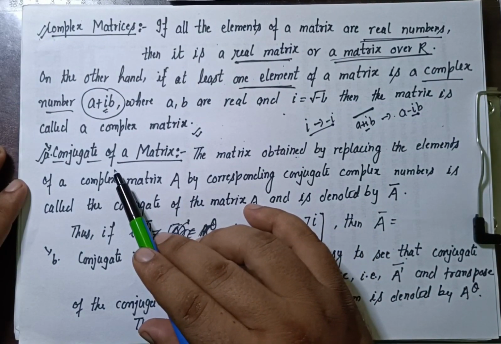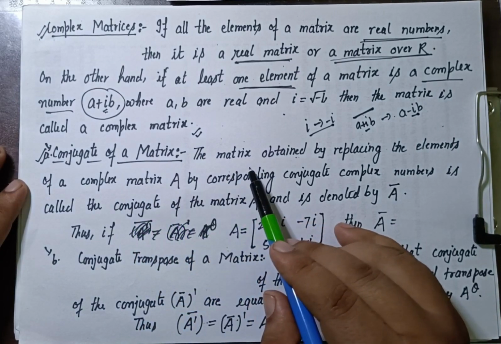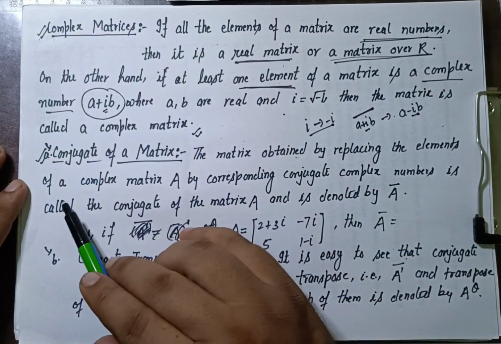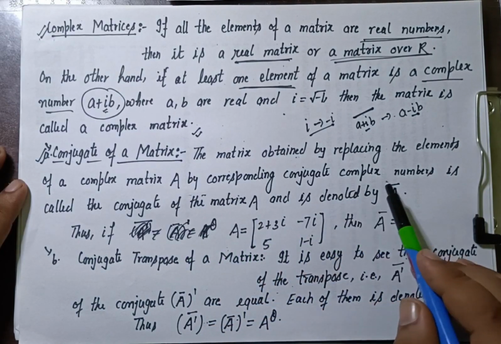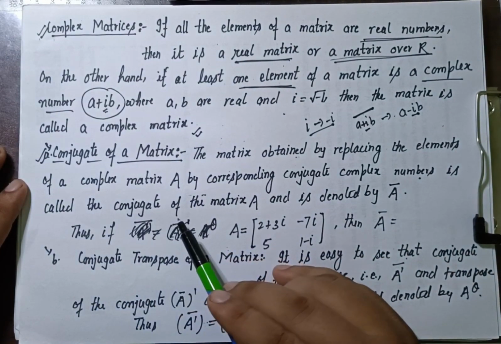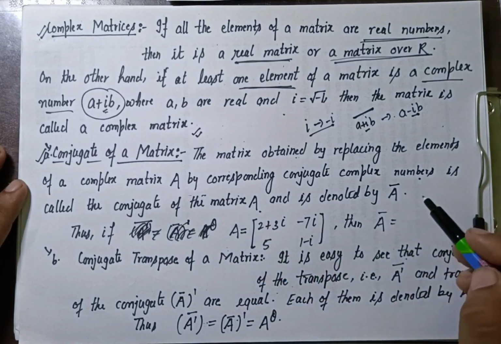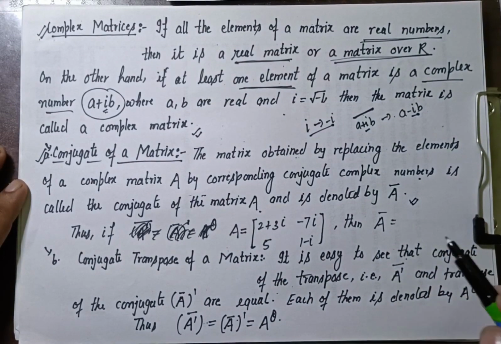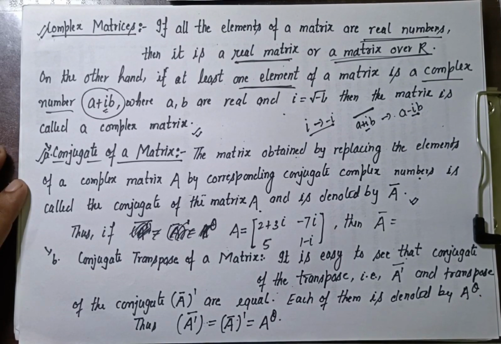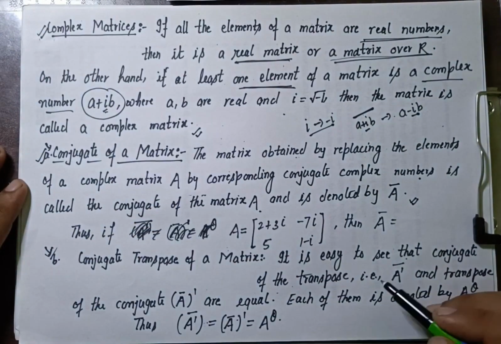So the conjugate of a matrix: the matrix obtained by replacing the elements of a matrix A by the corresponding complex conjugates is called the conjugate of the matrix A, and it is denoted by this. It means that if all the iota parts in all the complex numbers in a matrix are written with minus iota, then the resultant matrix is the conjugate of the matrix.